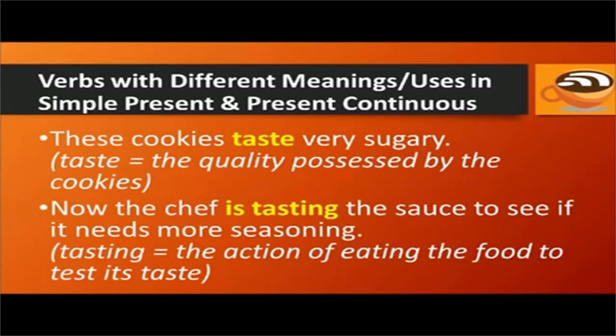These cookies taste very sugary. Taste is used in the present simple because it refers to the quality possessed by the cookies. Now the chef is tasting the sauce to see if it needs more seasoning. Tasting in this sentence refers not to a quality but to an action, the action of eating the food to test its taste.